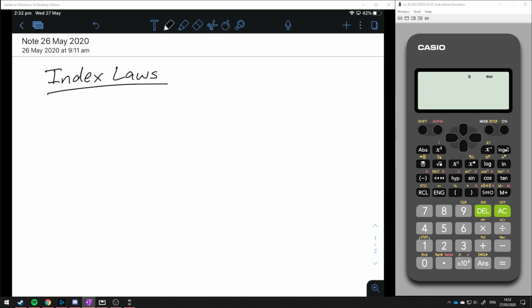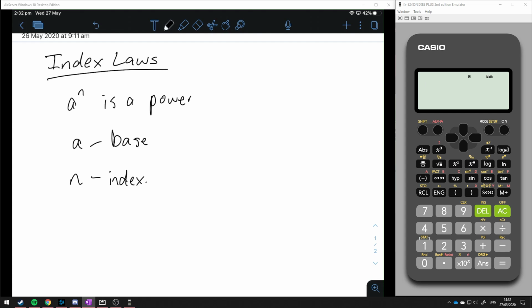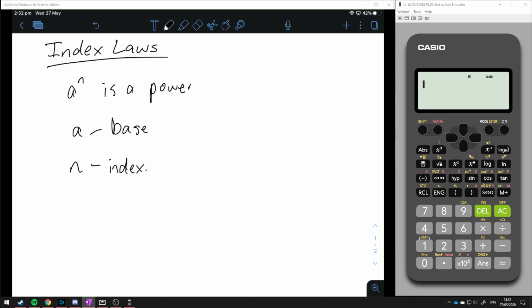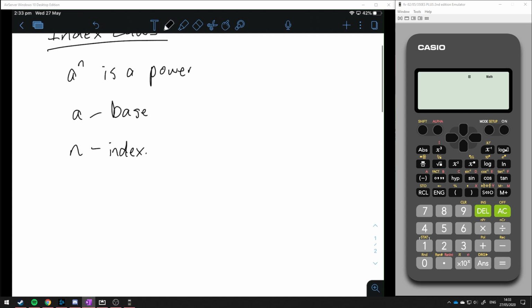Okay, index laws. We've done ages and ages, and we're particularly talking about indices and the laws that we can use to do them. So we know that an expression, a to the power of n, is a power, and the a is the base, and the n is called the index. So say we had 2 to the power of 3, it is a power with base 2 and index 3.